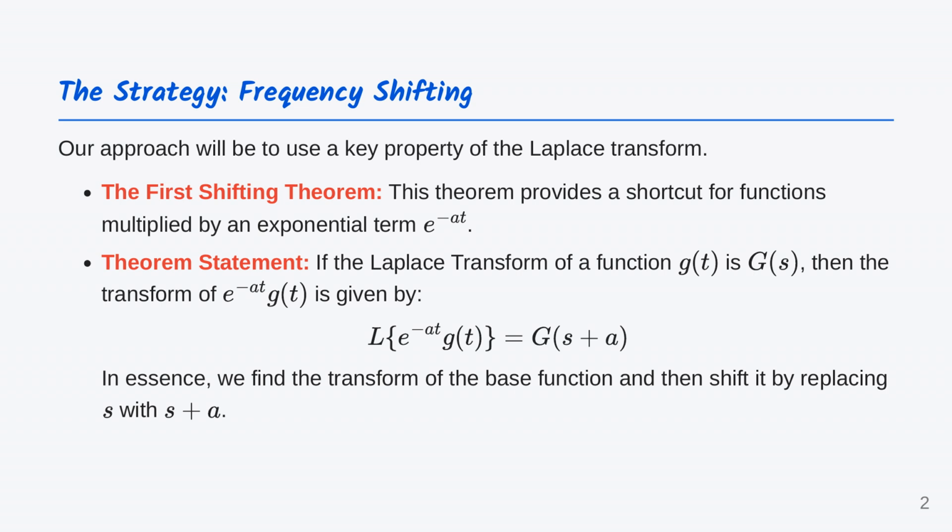This is a fantastic shortcut for any function that's being multiplied by an exponential term like e to the minus at. Here is what the theorem says. If you know the Laplace transform of some function, let's call it g of t, is G of s, then the transform of that same function multiplied by e to the minus at is just G of s plus a. Essentially, all we have to do is find the transform of our base function and then just shift it by replacing every s with s plus a. It's a really neat trick.